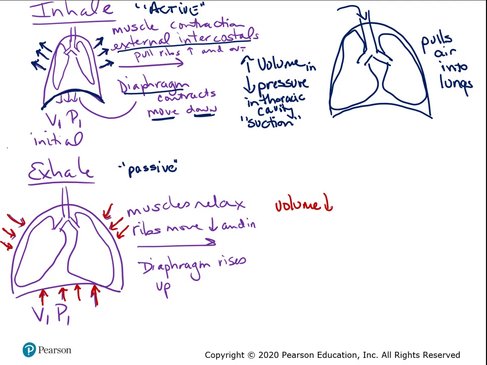And so if volume goes down, what does that do to the pressure on the air inside of the thoracic cavity? Increases. Right? So if one goes up, the other goes down. If one goes down, the other goes up. So this causes the pressure to increase, and this acts as a force that pushes air out.